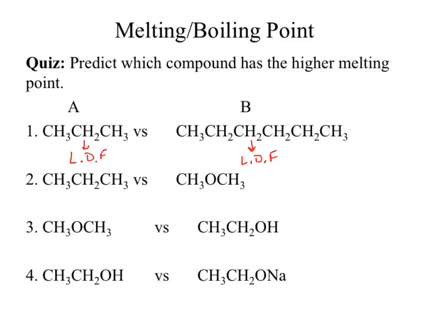Something is somehow changing between these. If I just now told you that 1B is a liquid and 1A is a gas, which one has the higher melting or boiling point? B. Okay, so now the question becomes why? Why would 1B have a stronger interaction or a stronger force than 1A? Because it is still London dispersion forces. No, it doesn't quite work that way.